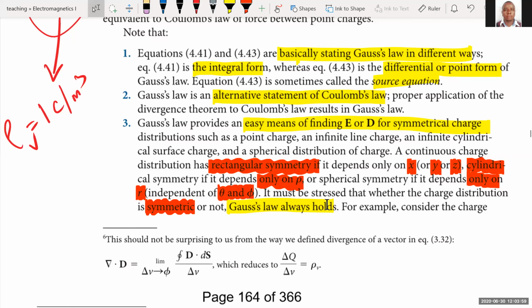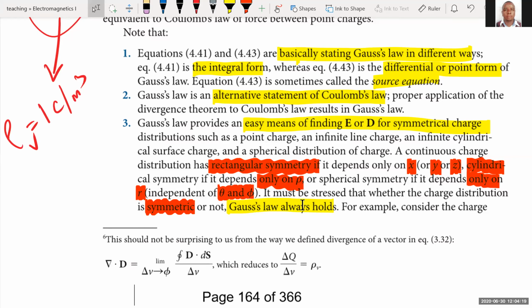But there's something that we are saying, that the Gauss law holds, which says that the flux that is passing through a cross surface is equal to the charge that is enclosed. That always holds, whether it is symmetric or not.